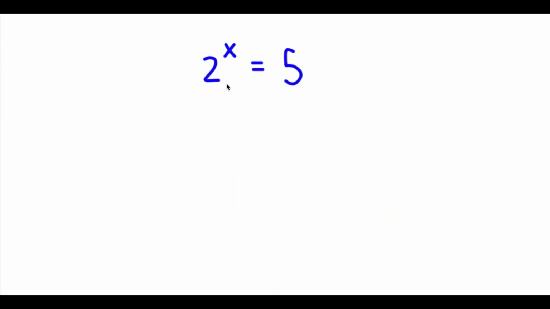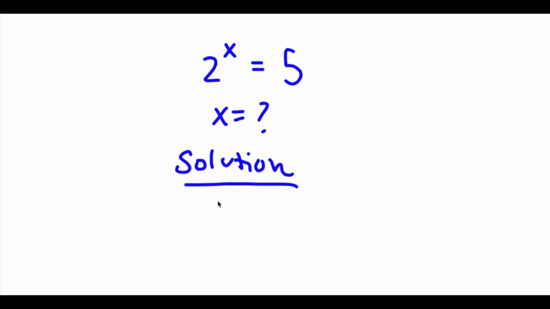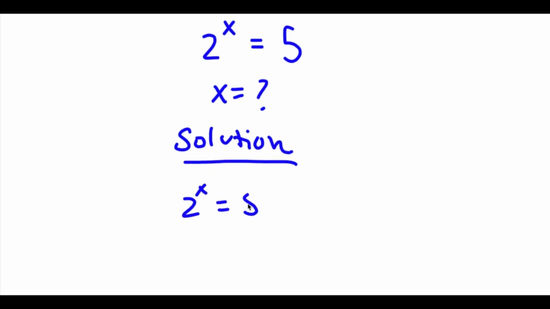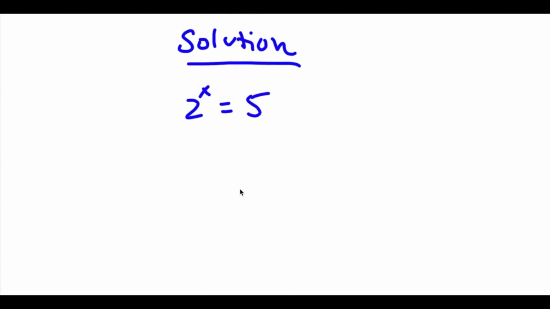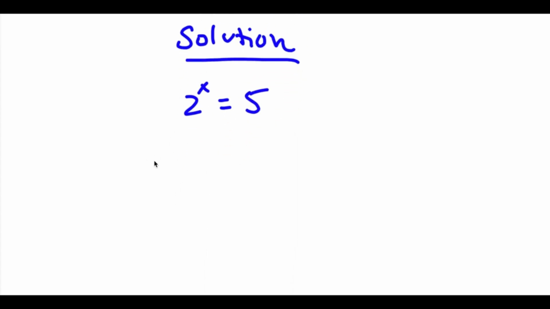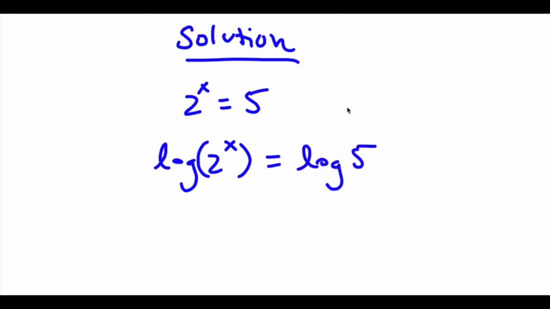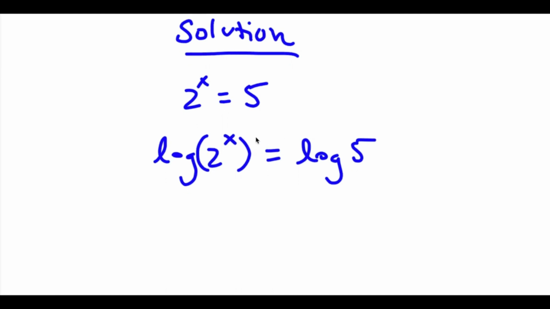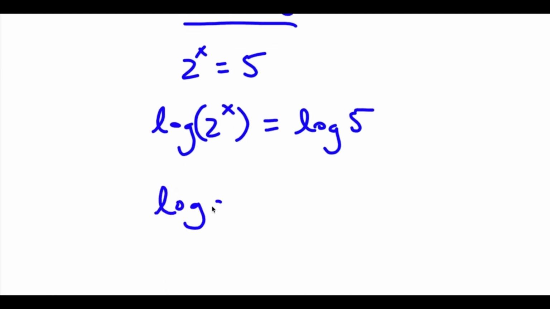Alright, so I have 2 to the power of x is equal to 5. And now I want to find the value of x. So for my solution, I first start with 2 to the power of x is equal to 5. Now what I'm going to do is take the log on both sides. So now I have log 2 to the power of x is equal to log 5. And now I can use an important property of logarithms, which states that if I have something in the form log a to the power of b, I can move this exponent b to the front of the logarithm. So this would equal b times log a.